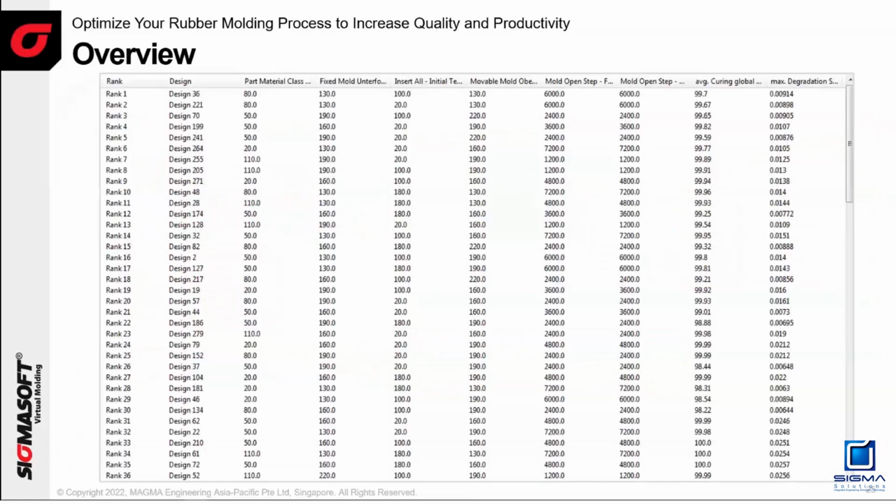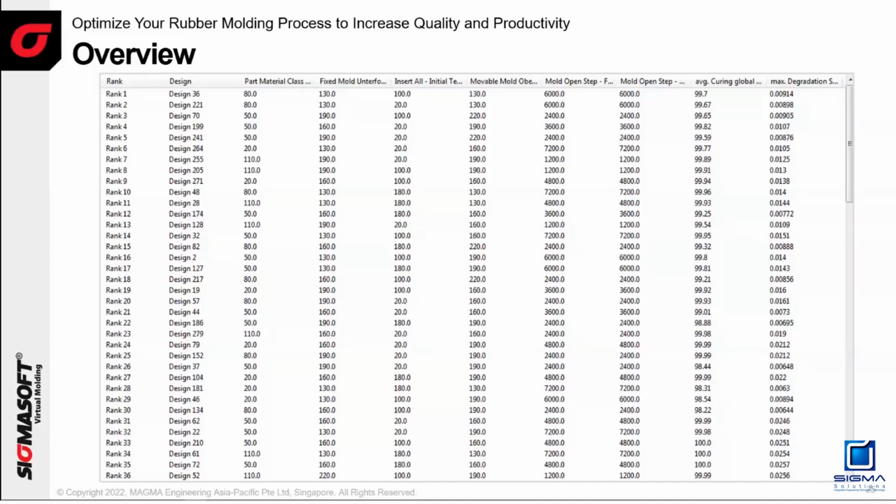Then after the calculation completes, you will get the overview. It is very easy to identify which design gives the most curing behavior with the least degradation behavior. So you can see the rank 1, design 36, is the one giving 99.7% of the curing and also less than 0.009 percent degradation. So that's the overview.